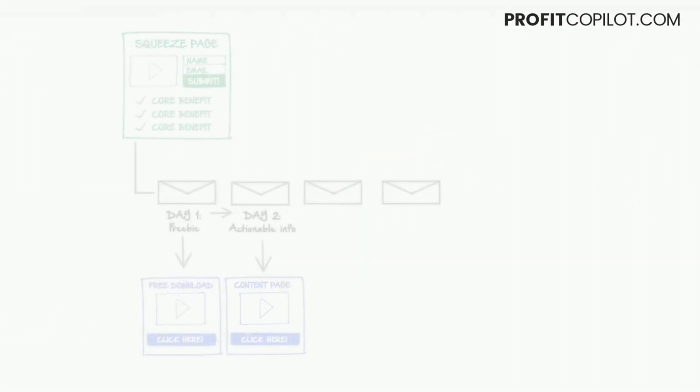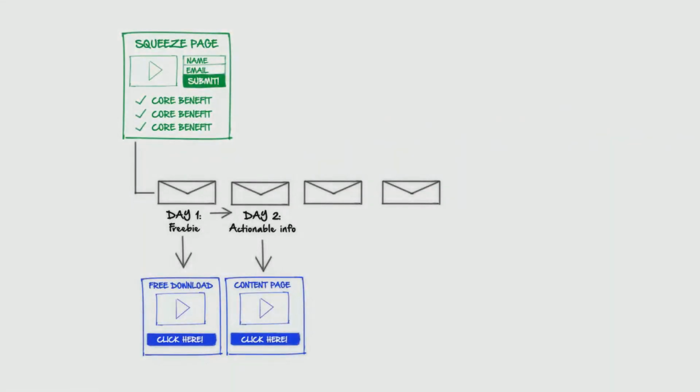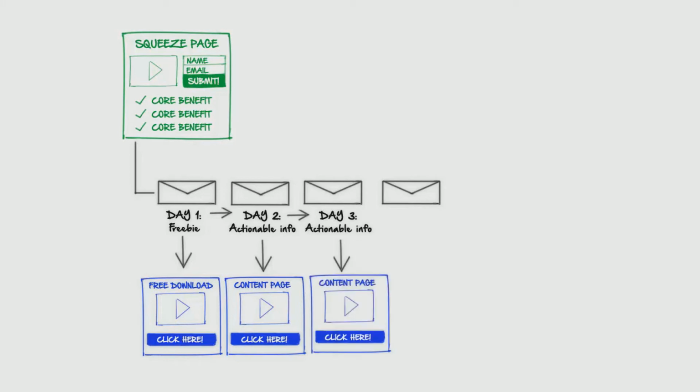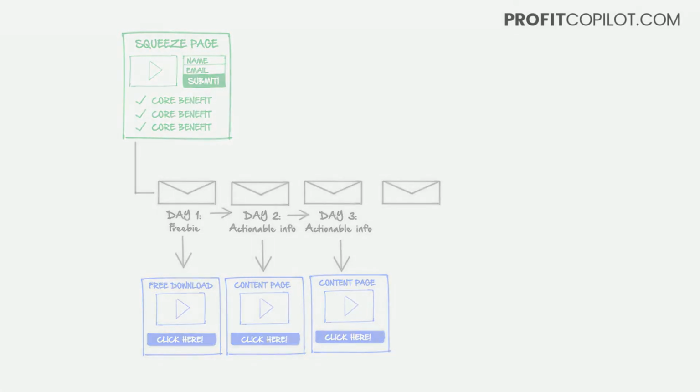So on day 3, it's just like the previous day. You deliver another piece of valuable content. And if you're not using an upgrade button, then use this as an opportunity to let your subscribers know that they can buy your product tomorrow. So use it as another opportunity to increase the desire, increase the tension, increase the anticipation for your main product.